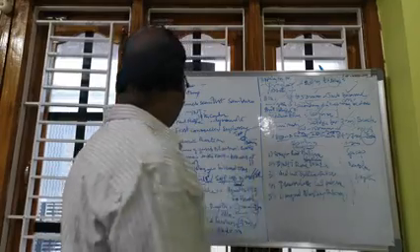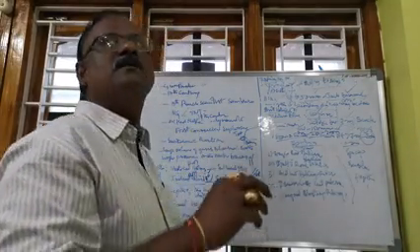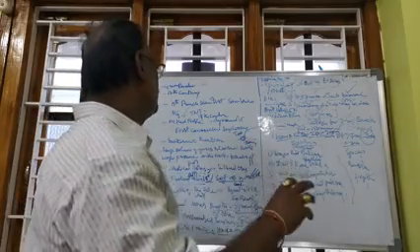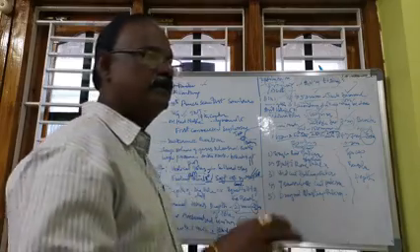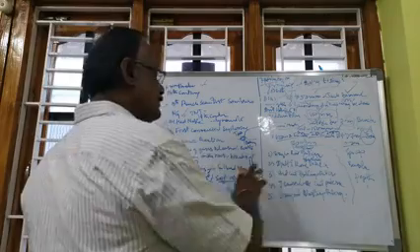How many classifications are there in total? The first classification is vertical holes and inclined holes. Vertical holes are used in hard rock, and inclined holes, at 18 degrees, are used in soft rock. So this is the first classification.